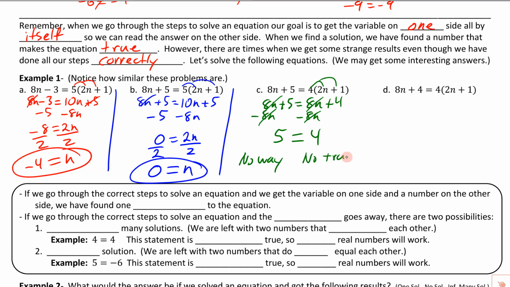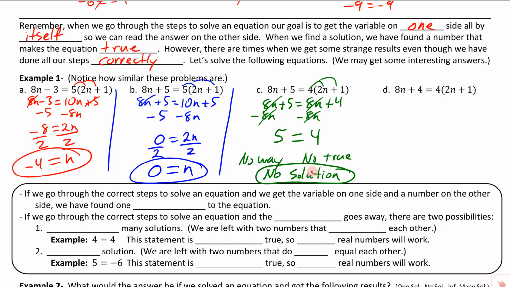This is not true. So the way we sum this up, rather than writing a bunch of different descriptions and us all doing it our own way, we're going to write this: there is no solution. That's what we're going to circle. So we got an answer on this one. It happened to be -4. We got an answer on this one. It happened to be 0. We don't get an answer to this equation.